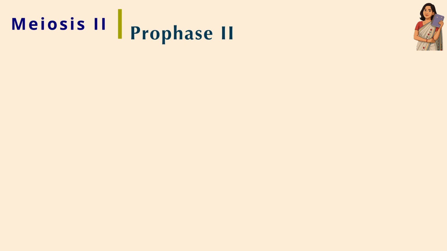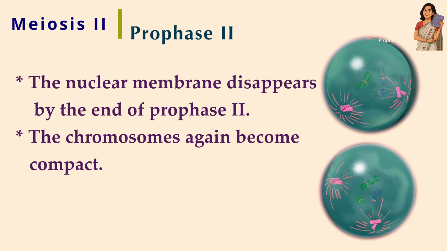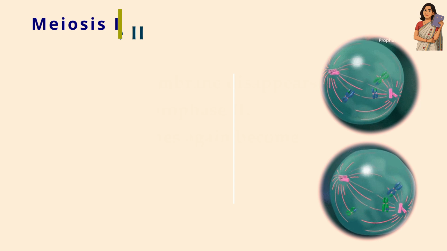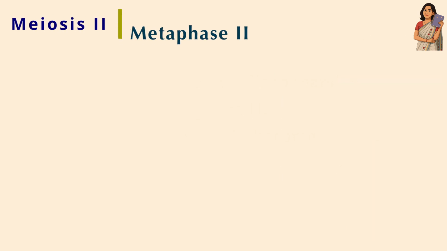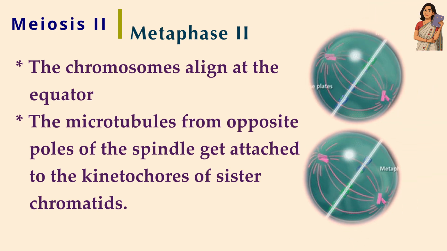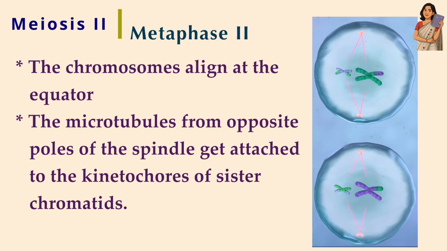The first phase is prophase 2. By the end of this phase, the nuclear membrane will disappear and also the chromosomes become more compact or more condensed. The next phase is metaphase 2. As I mentioned earlier, meiosis II completely resembles the mitotic division. In this phase also, the chromosomes will start to align at the equatorial plate, whereas the microtubules from the opposite poles of spindle fibers will be attached to the chromosomes with the help of kinetochore.